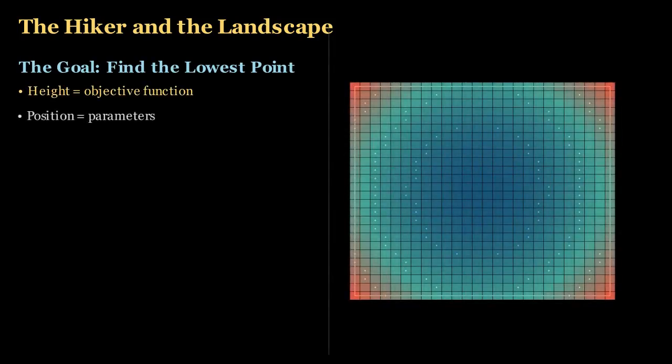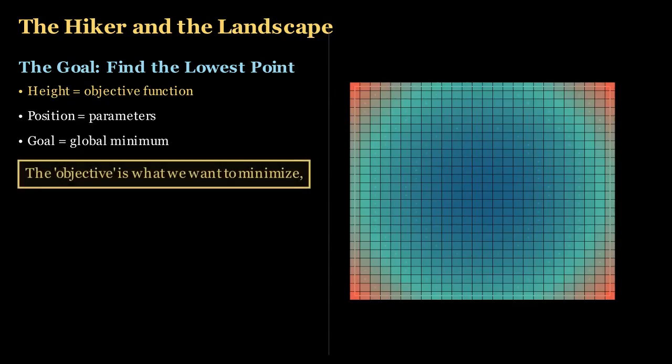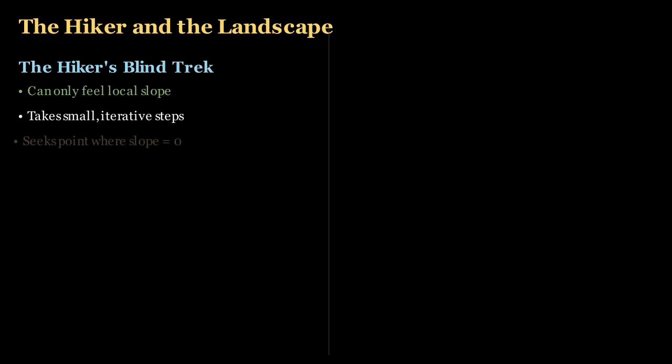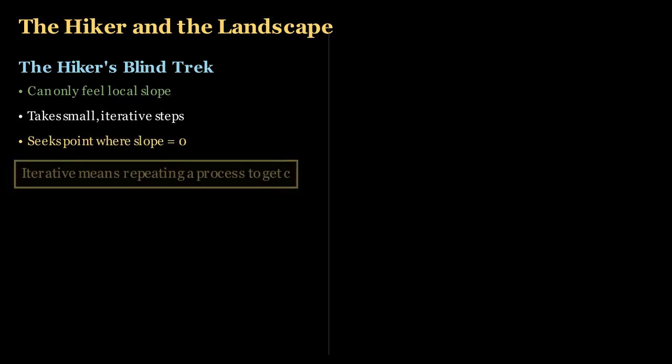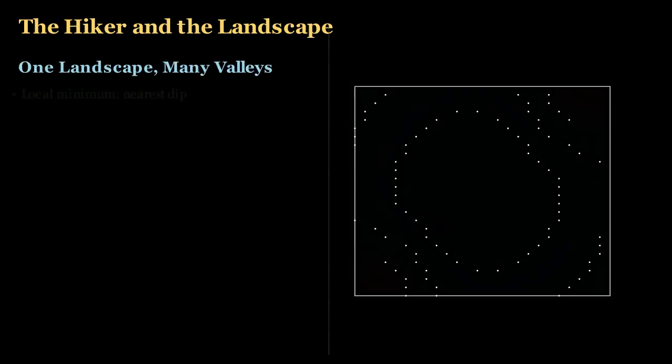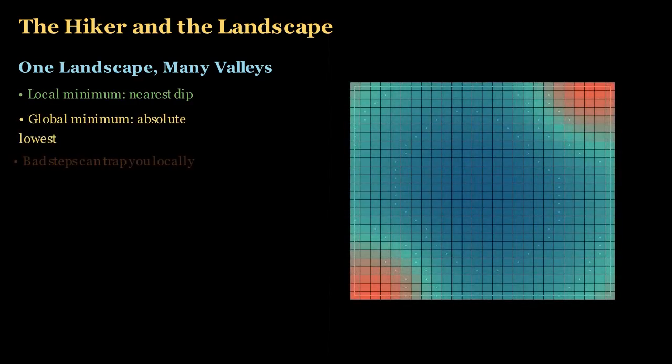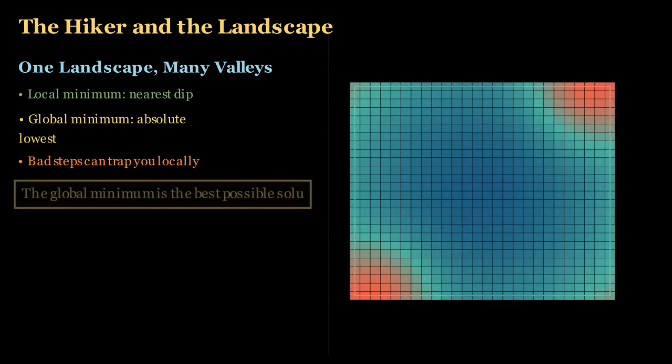Now, let's step back. Optimization is simply a hiker trying to find the lowest valley floor. The height of the land is our objective function, and the hiker's map coordinates are the parameters we can change. Our hiker is blindfolded. She can only feel the ground slope under her feet. She takes a step downhill, then rechecks the slope. This iterative search repeats until she reaches a flat basin, a minimum, where the slope is 0.